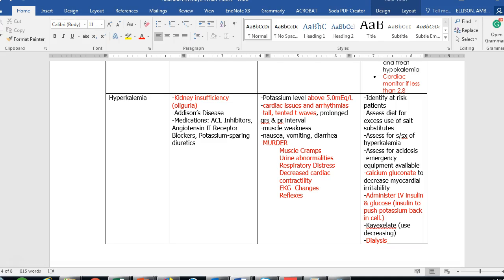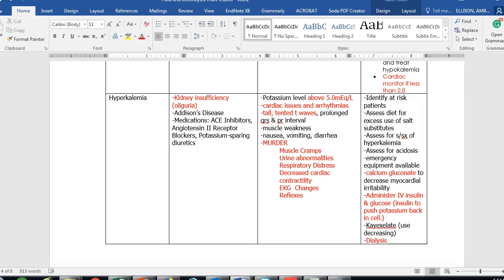Calcium gluconate, IV for emergent. It helps to decrease the myocardial irritability. And then you also want to administer regular IV insulin and glucose. IV insulin, one of its functions is to help move potassium back into the cell. You give glucose so they don't bottom out on you.